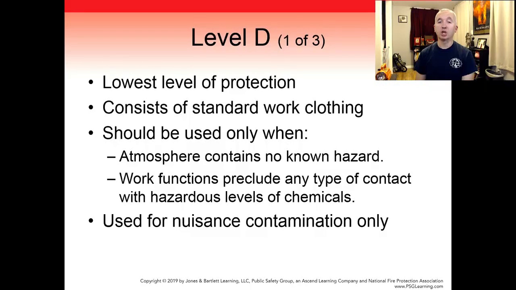Level D. This is the lowest level of protection. It consists of standard work clothing. It should be used only when the atmosphere contains no known hazard and work functions preclude splashes, immersion, or potential for unexpected inhalation or contact with hazardous levels of chemicals. It should be used for nuisance contamination only.